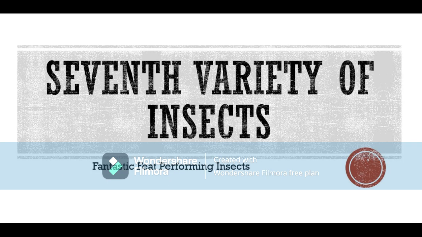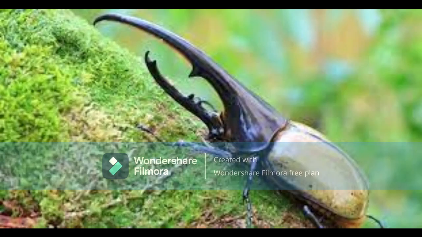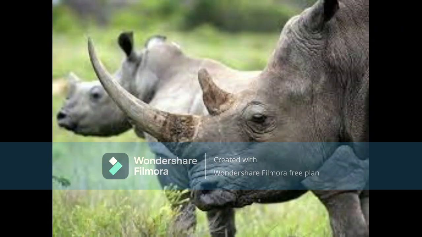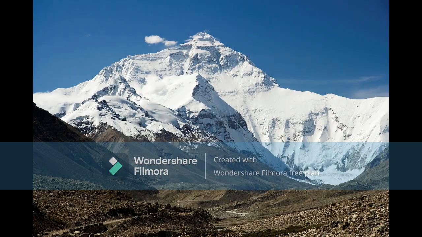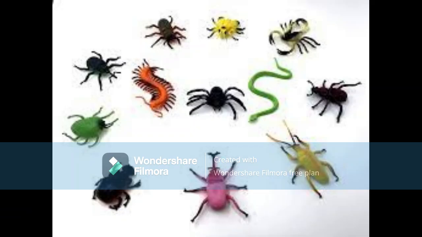The seventh variety is fantastic feet performing insects. A Hercules beetle, being strongest for its size, can lift 850 times its own weight. This beetle is called Rhinoceros beetle since the male species have a long horn like a rhinoceros. Living high up on the Mount Everests of the world, the Himalayan jumping spider can survive up to 6,700 meters above sea level. They feed on small insects blown up the mountain slopes by the wind.